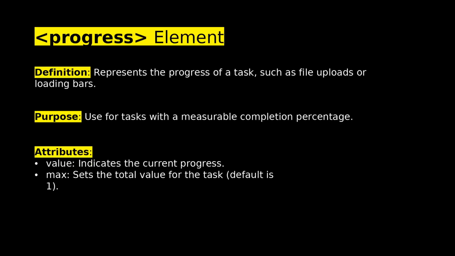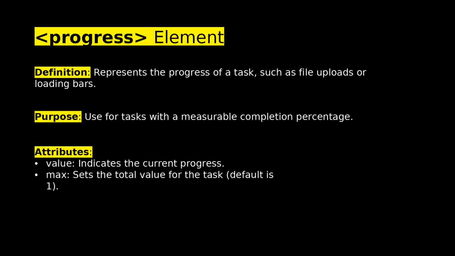Now, finally, we have the progress element. The progress element represents the progress of a task that has a measurable completion percentage. It's not like the meter element, such as file uploads, downloading process, or loading bars. Its purpose, this element is ideal for indicating the current status of a task with a measurable completion rate. It is typically used for things like file uploads, video loading, download progress, task completion indicators.